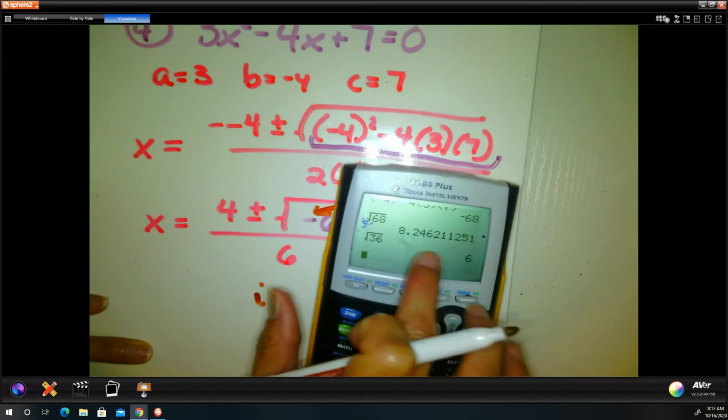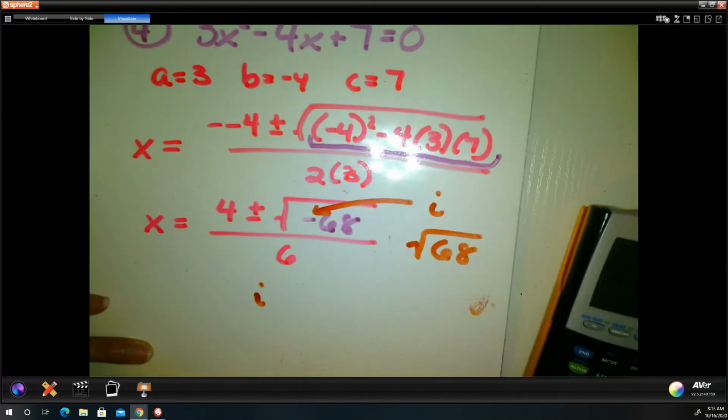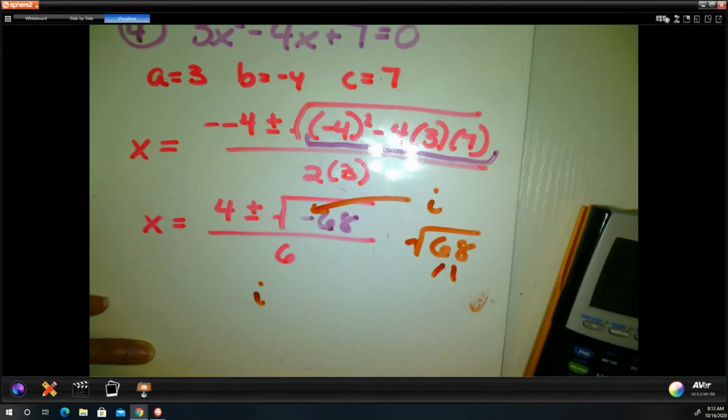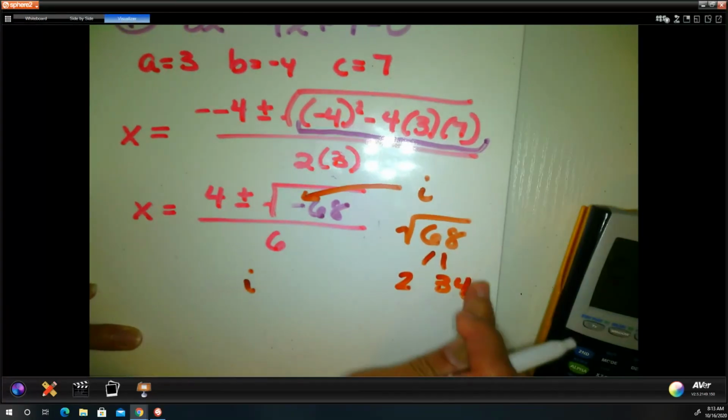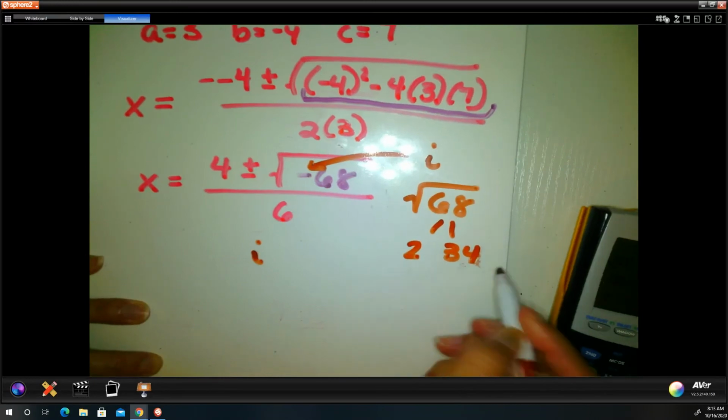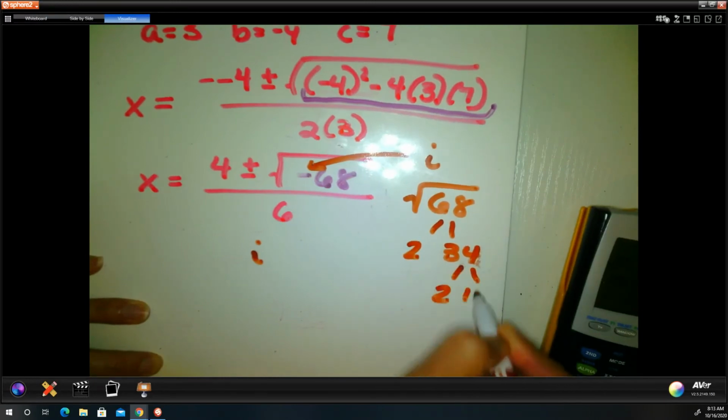So 68 tells me that there's a decimal there. So I need to break this down. Any two numbers that go into 68. So I might just start with 2 and 34. All right, 2 is prime. It doesn't break down anymore. 2 and 17. Now I have all primes.